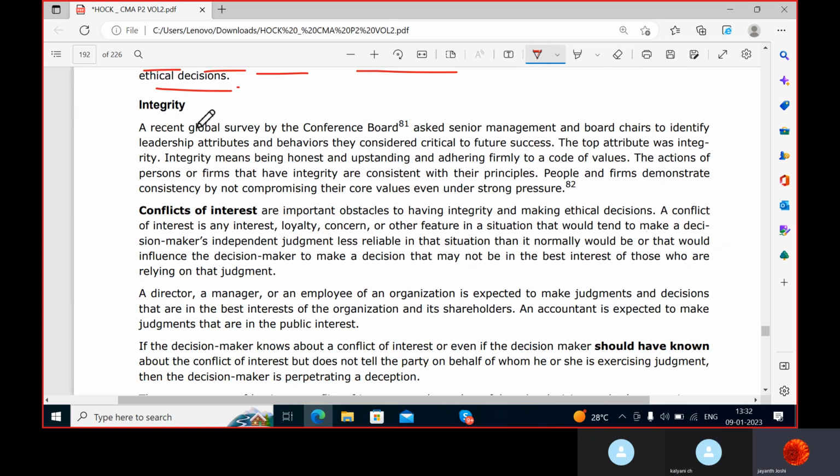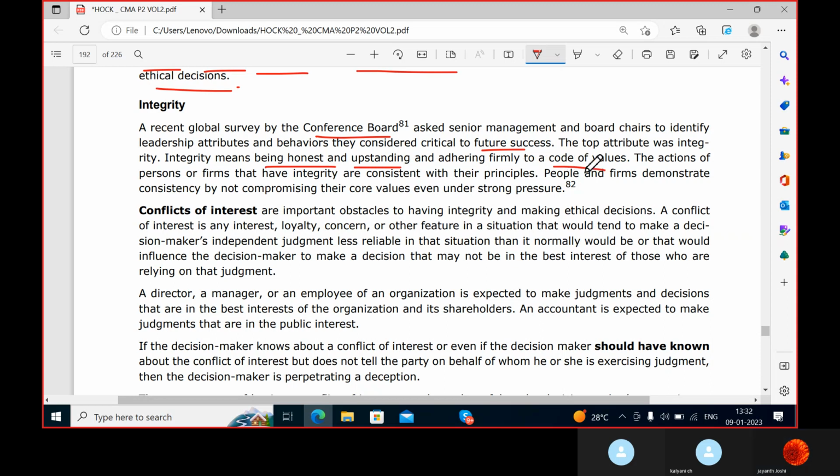Integrity: a recent global survey by the Conference Board asked senior management and board chairs to identify leadership attributes, what qualities a leader should have, and behaviors they considered critical to future success. So what can lead to future success? If you have some qualities, definitely you will be successful in the future. The top attribute was integrity. What is integrity? Integrity means being honest and upstanding, and adhering firmly to a code of values.